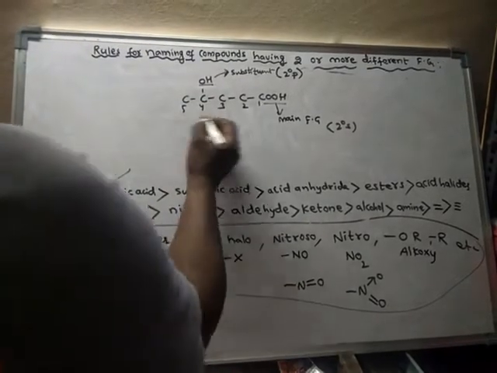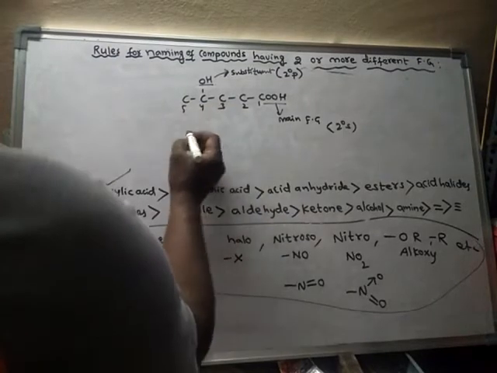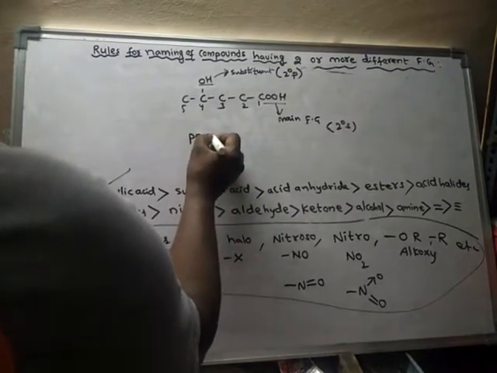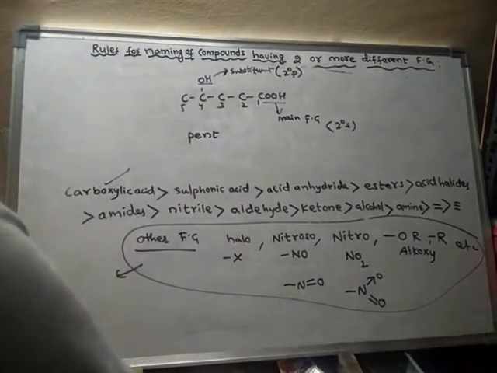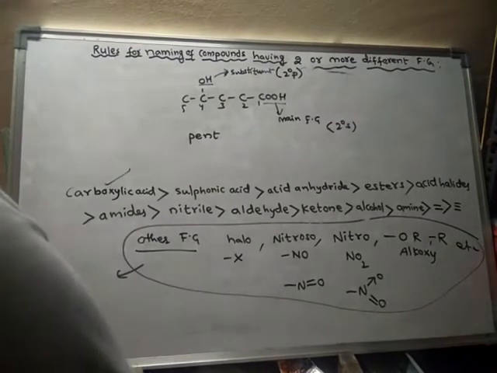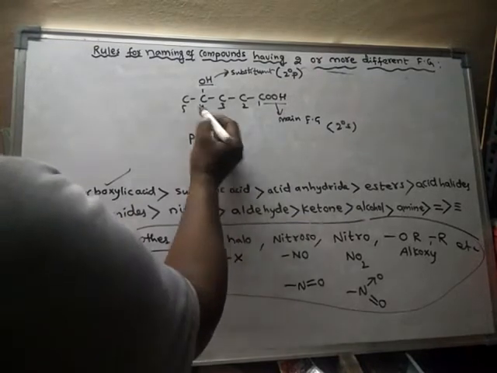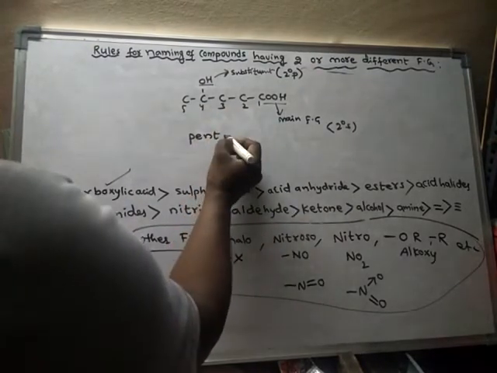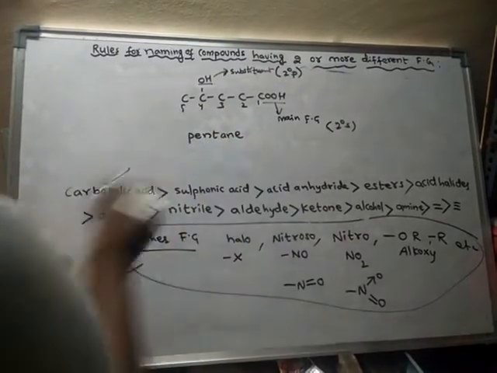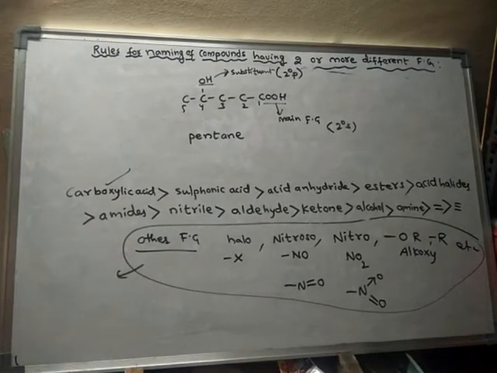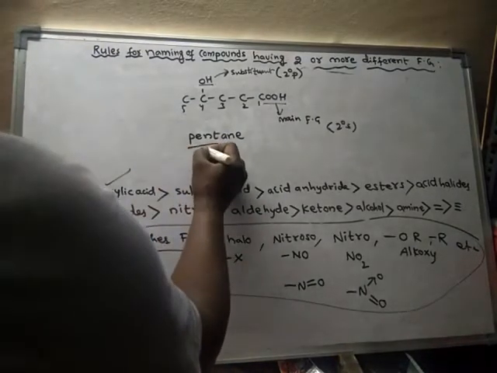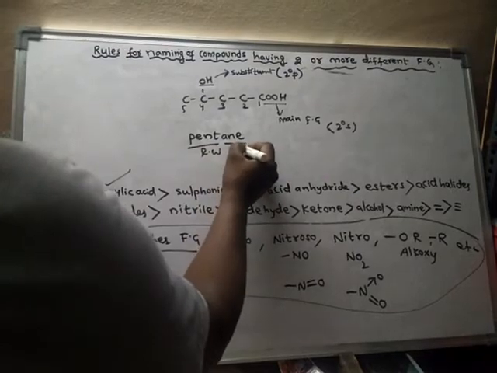Okay, right now how many carbon chain it is? 5 carbon, hence pent. Okay, pent, right. Now pent, between carbon atoms there are only single bonds, hence ane, pentane. This is the root word and this is the primary suffix.